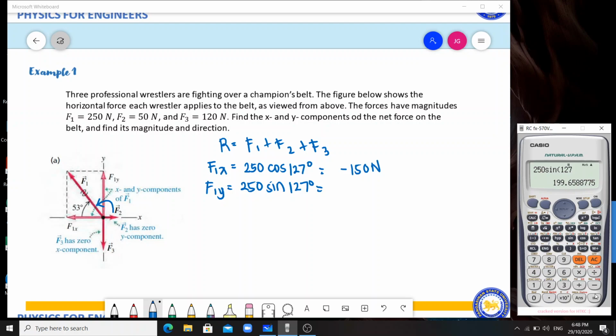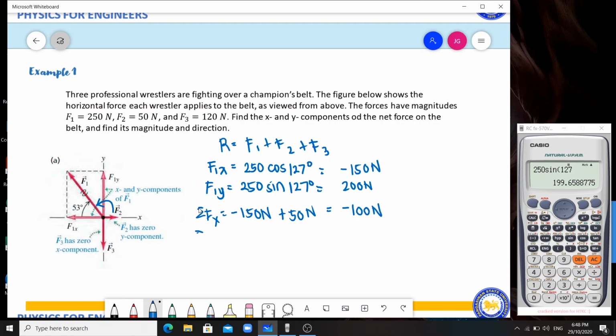That is equivalent to 200 Newton. So basically, ayan, tama siya kasi negative x and then positive y. And then we have to get the summation of x components. That is negative 150 for F1x. Then F2 is positive 50 Newton. F3 walang x component, so this is negative 100 Newton.